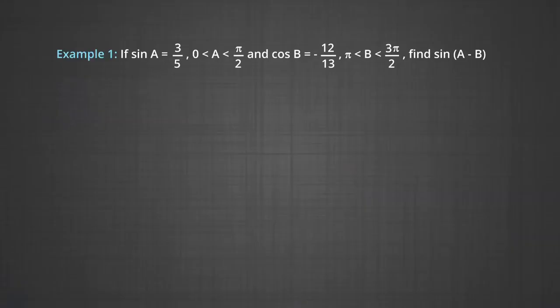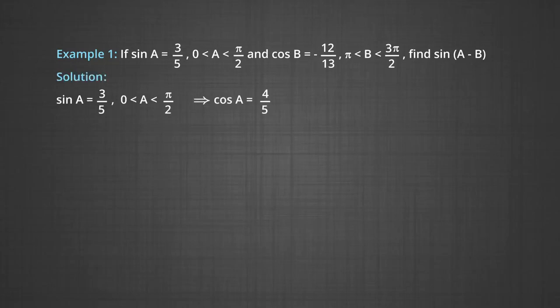Now, let us solve some examples. Example 1: if sin A is 3 by 5 and A lies between 0 to pi by 2, and cos B is minus 12 by 13, where B lies between pi to 3 pi by 2, we will find the value of sin A minus B. Sin A is 3 by 5 and A lies between 0 to pi by 2, that is in the first quadrant. Therefore, cos A will be positive and its value will be 4 by 5.